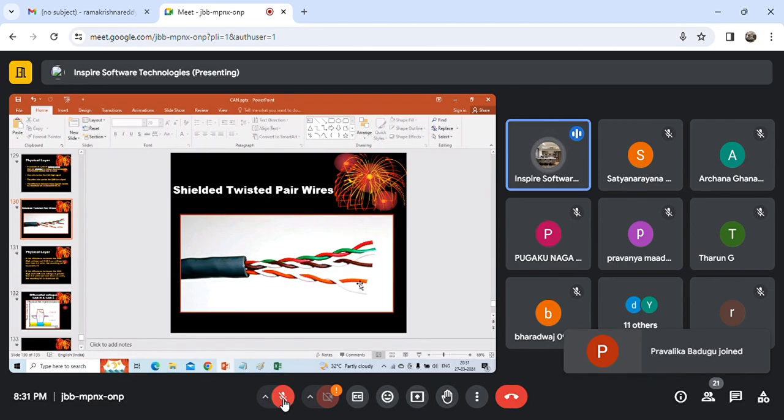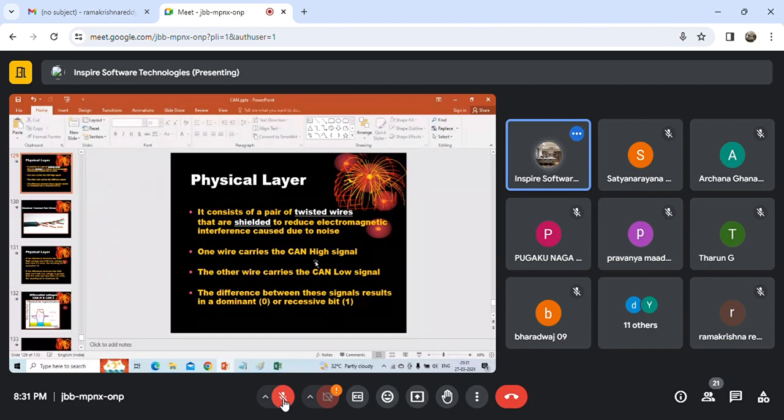Either one of these pairs can be used, or you can use the red and green twisted pair, or the white and orange. Any one of these is used for the CAN communication. You need 2 wires only. Remaining can be unused.